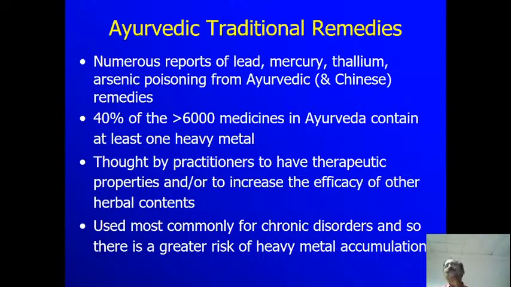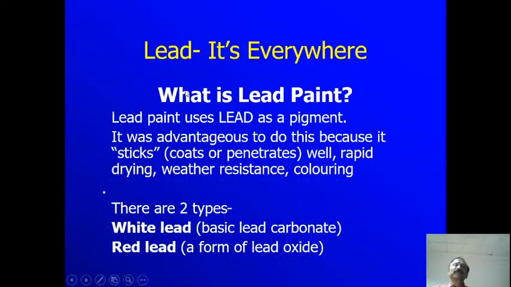You should be very careful when a patient comes to you and says that I've been taking Ayurvedic medicines for a long time. You will possibly find that he has toxicity of one or other of the heavy metals. It is thought by practitioners to have therapeutic properties and to increase the efficacy of other herbal contents, and that's why it is used. It keeps on accumulating, so maybe it's effective, I will not comment on that. It may be efficacious, but it gets accumulated in the body, and once it accumulates, it creates toxic problems. So let's go on to what lead paint is, which is the most common component which is used.